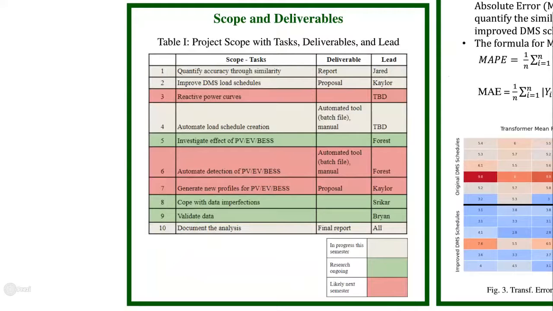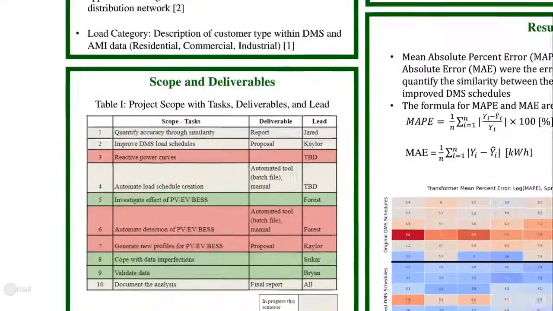Here are the deliverables that are expected of the team. In beige are the tasks in progress this semester, in green are those being researched, and in red are the topics to be worked on next semester.